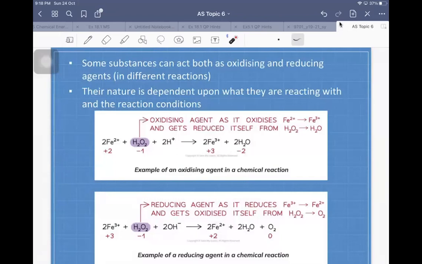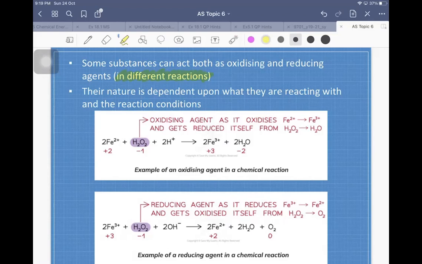Some substances can act as both oxidizing and reducing agents in different reactions. Make sure you know that they are behaving in different reactions. It cannot be behaving as oxidizing agent and reducing agent in the same reaction. What do I mean by this? Their nature is dependent upon what they are reacting with in the reaction condition. So here is an example where H2O2 can behave as an oxidizing agent and reducing agent in different reactions depending on the species that it reacts with.